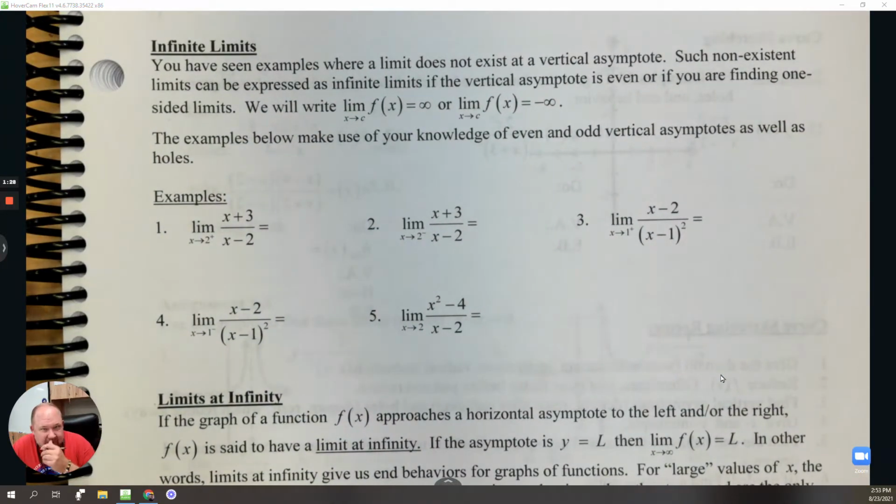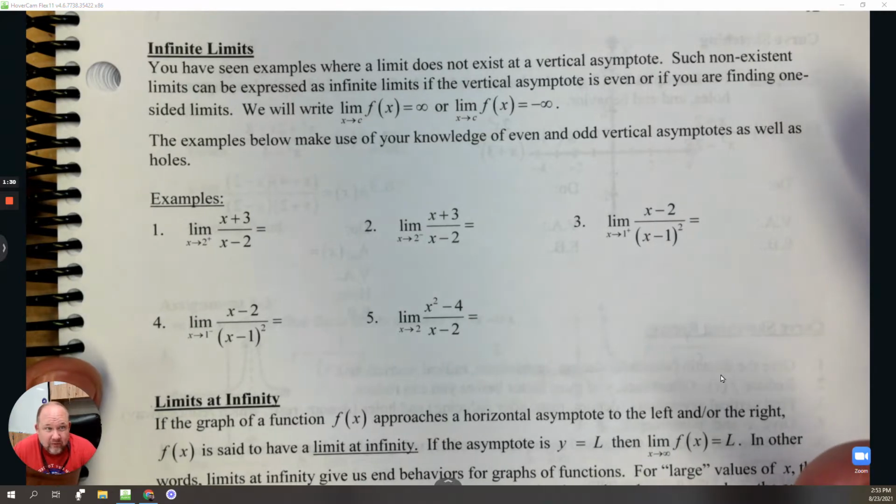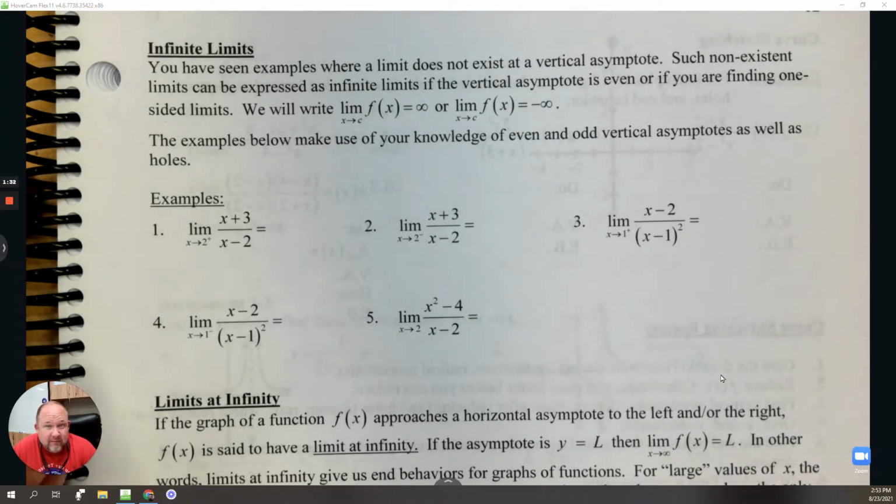So you've seen examples where a limit doesn't exist at a vertical asymptote. Such non-existent limits can be expressed as infinite limits if the vertical asymptote is even, or if you're finding one-sided limits. So we're not just going to write down "does not exist" for these. We will write these limits equal to infinity or equal to negative infinity. The examples below make use of your knowledge of even and odd vertical asymptotes as well as holes.